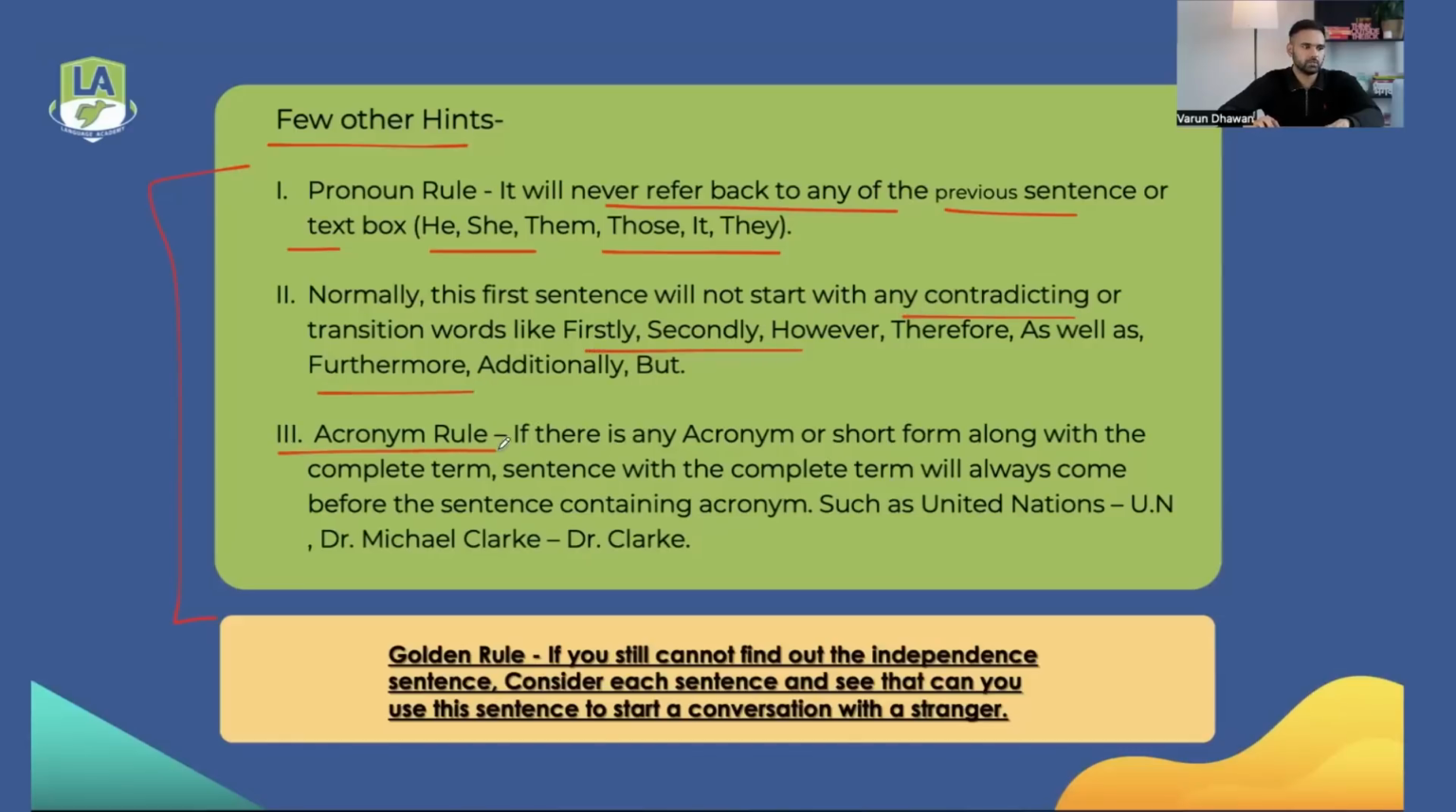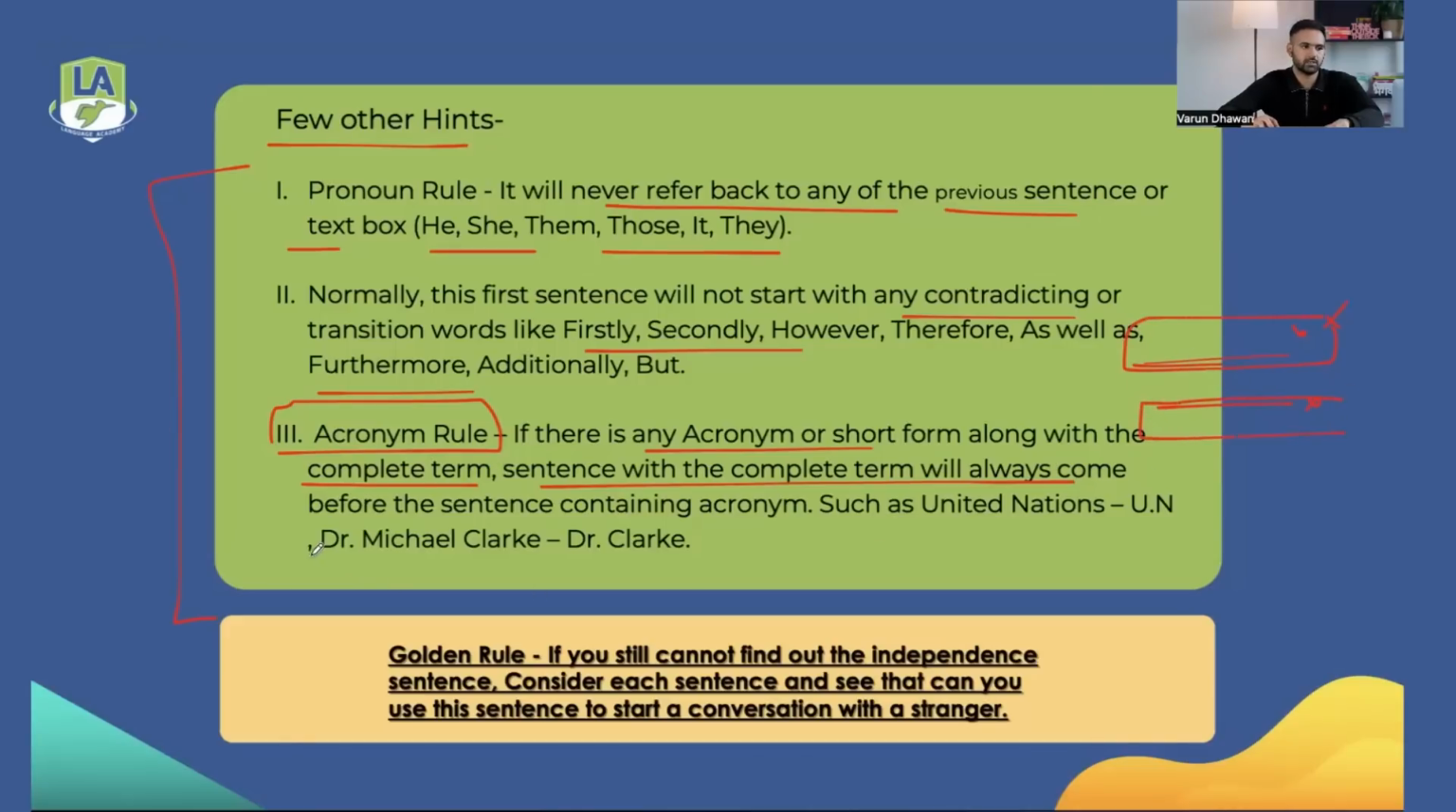There's one rule which is used to locate the independent sentence and the further sentences as well: the acronym or short form rule. If there's any short form along with the complete term, let's say there are two sentences, one with the short form, one with the complete term, the sentence with the complete term will always come before the sentence containing the short form. It's not that they will come one after the other, but the one with the full form will come before, and the one with the short name will always come after. It can come immediately after or somewhere down the line as well.